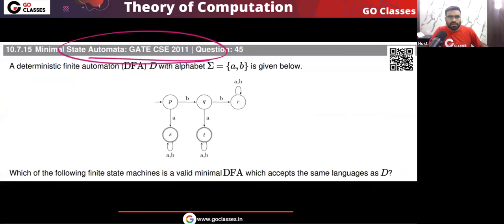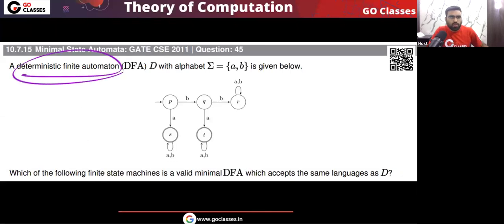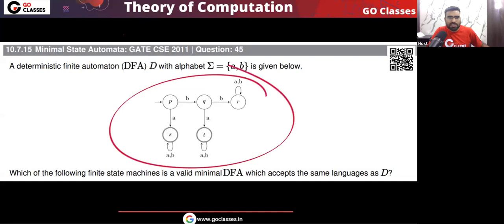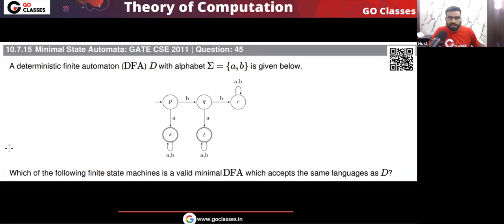Let's solve the GATE 2011 question. A deterministic finite automata DFA with alphabet AB is given below. So this DFA is given to you. The alphabet is binary alphabet AB. Which of the following finite machines is a valid minimal DFA which accepts the same language? Basically, the question is asking that you minimize this and find a minimal DFA. For the same language, you have to keep the same language. Basically, we have to find the minimal DFA, nothing else.